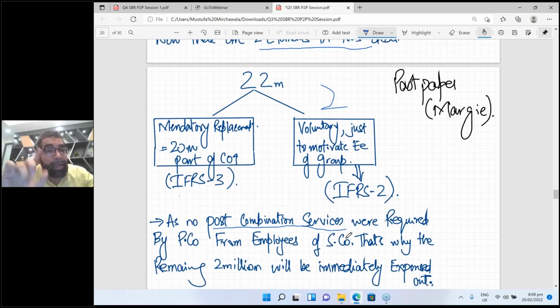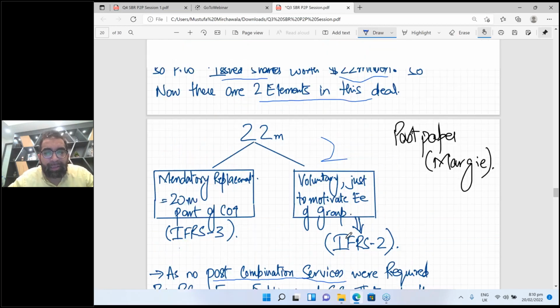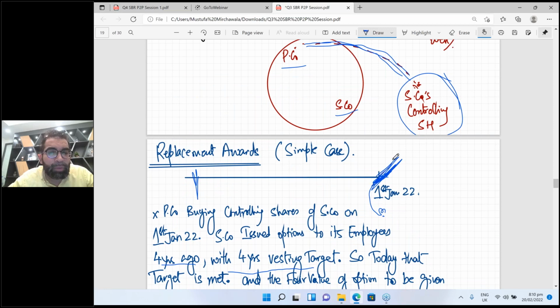This is not Leuploid. Leuploid was more technical, because in this case I made something very simple: these 4 years are completed here. Now, as a student, you may ask, sir, what if these 4 years have not yet completed at the acquisition date? Then what will happen? That is a separate case, and this is what came in Leuploid. This was the first case, at beginner level, just to make you understand, an easy example which came in the Margi question. In this case, all 4 years have passed.